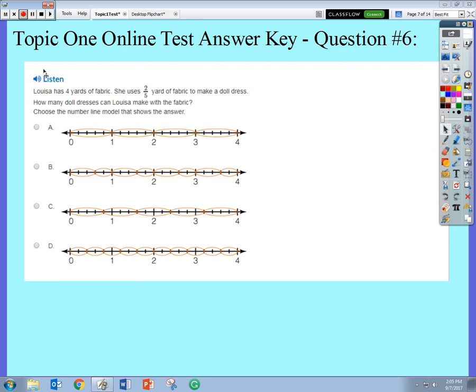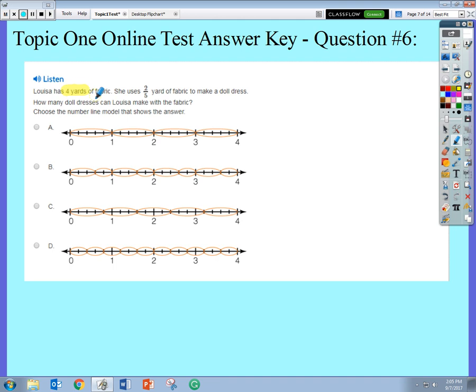Take a look at this. It says, Louisa has 4 yards of fabric. She uses 2/5 yard of fabric to make a doll dress. How many doll dresses can Louisa make with the fabric? Choose the number line model that shows the answer. Taking a look at this, first thing I notice, she has 4 yards. So that means in all, Louisa is using 4 yards of fabric.